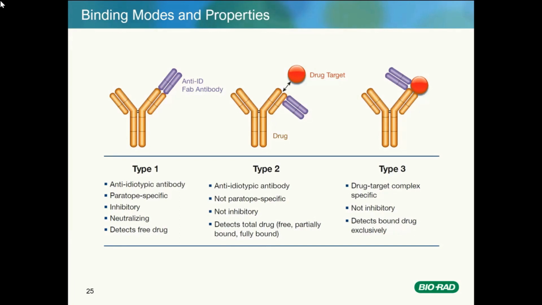The last, type 3, if you are exact, this is not an anti-idiotypic antibody since it binds to a new epitope formed between the therapeutic antibody and the ligand. It is not inhibitory, and it detects the bound drug exclusively.